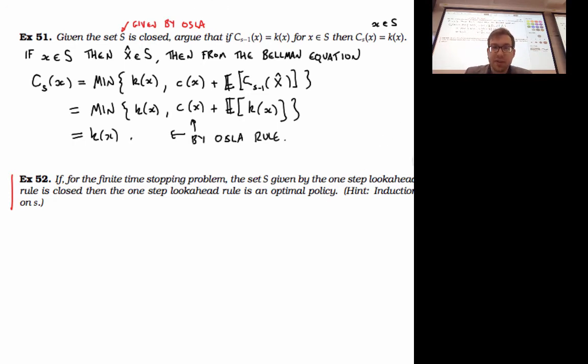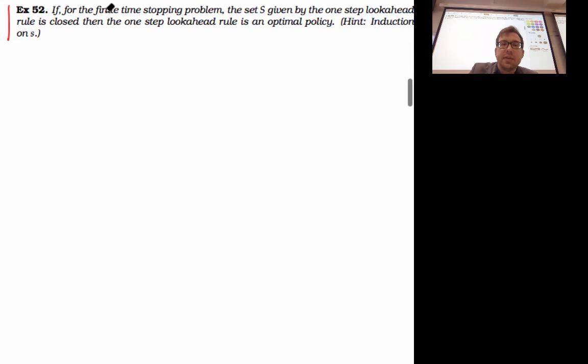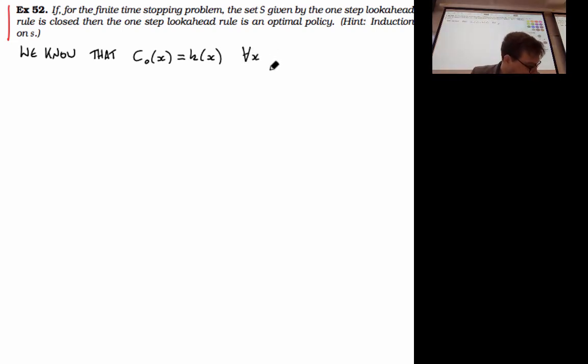So now let's show the final part of the result. If, for a finite stop time stopping problem, the set S, given by the one-step look-ahead rule, is closed, then the one-step look-ahead is an optimal policy. Okay? All right. So we know that at the last step you have to stop everywhere.